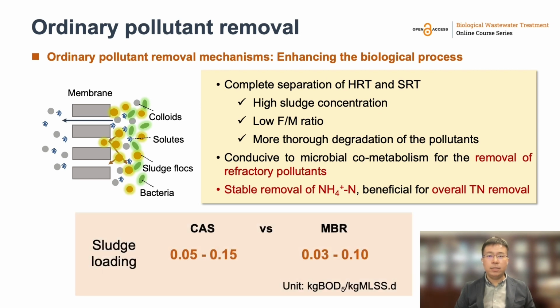For municipal wastewater treatment, the sludge loading of MBR is typically in the range of 0.03 to 0.1 kg BOD5 per kg MLSS per day. This is lower than that of conventional activated sludge, which is normally 0.05 to 0.15 kg BOD5 per kg MLSS per day. Moreover, the co-retention of microorganisms and pollutants is also conducive to microbial activities for the removal of refractory pollutants. Again, due to membrane rejection, nitrifying bacteria are easier to enrich in the system and become more resilient at low temperatures, which is important to the stable removal of ammonia nitrogen and beneficial for overall total nitrogen removal.